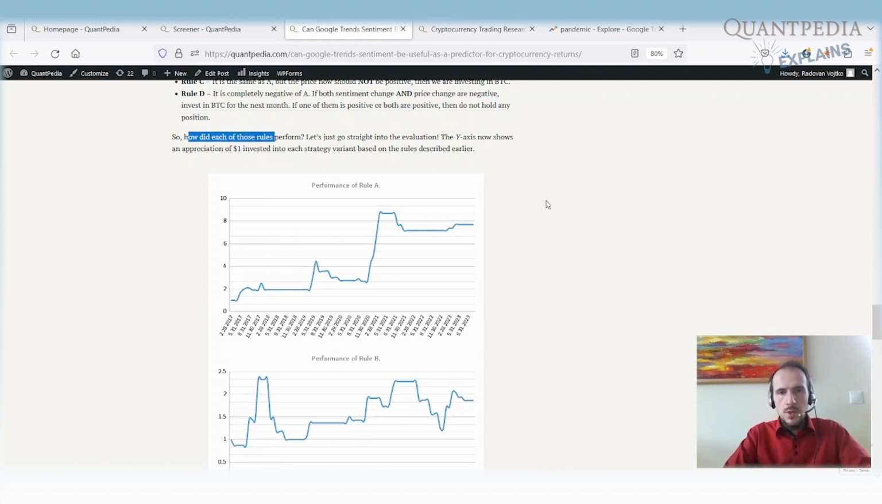So we can go straight to the evaluation. We can look at the charts. First is the performance of rule A, which gives you a position in Bitcoin for the next month if the previous month performance was positive and sentiment was also positive. So we can see that it can capture very nicely the strong trends in the price of the Bitcoin.